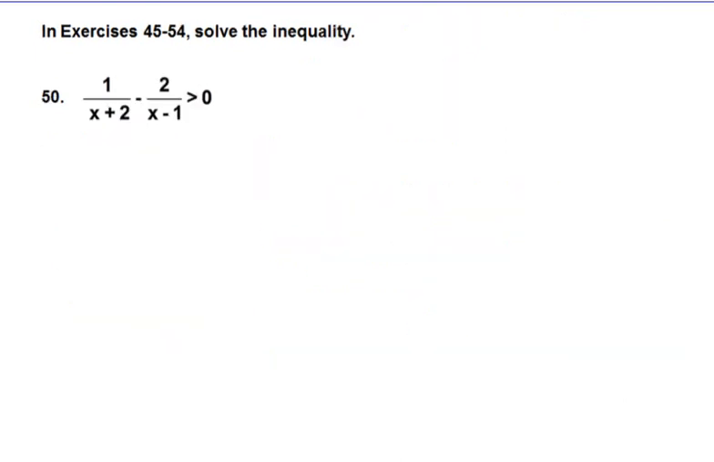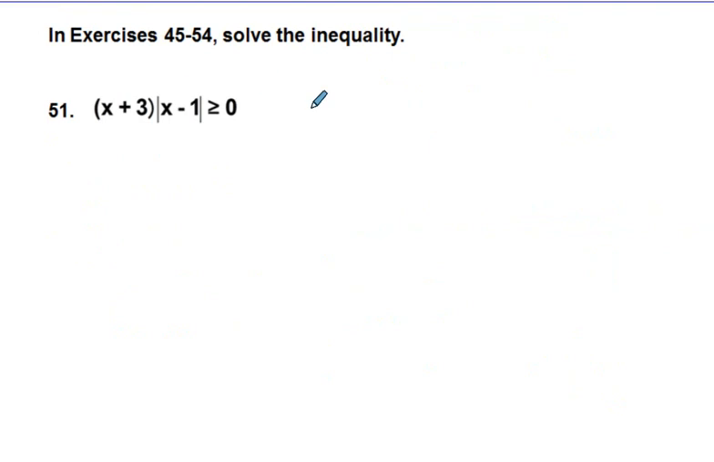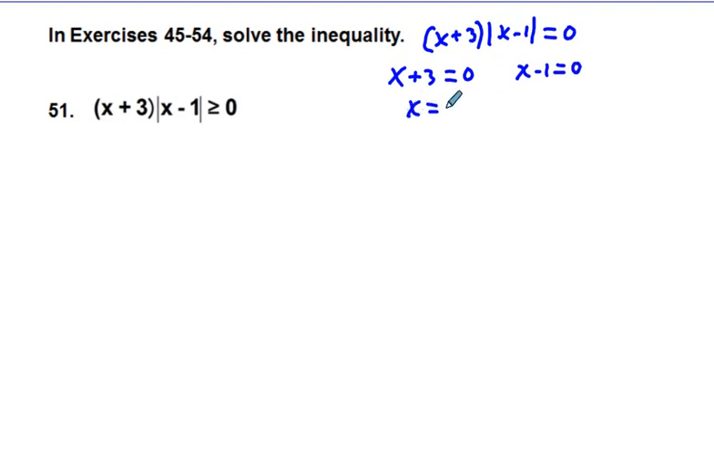Next under problem 51. This time we have quantity x plus 3 times the absolute value of x minus 1 is greater than or equal to 0. So to find our critical numbers here, we set quantity x plus 3 times absolute value of x minus 1 equal to 0, and so x plus 3 is equal to 0, and x minus 1 is equal to 0, and so x equals -3 is a critical number, as is x equals 1.